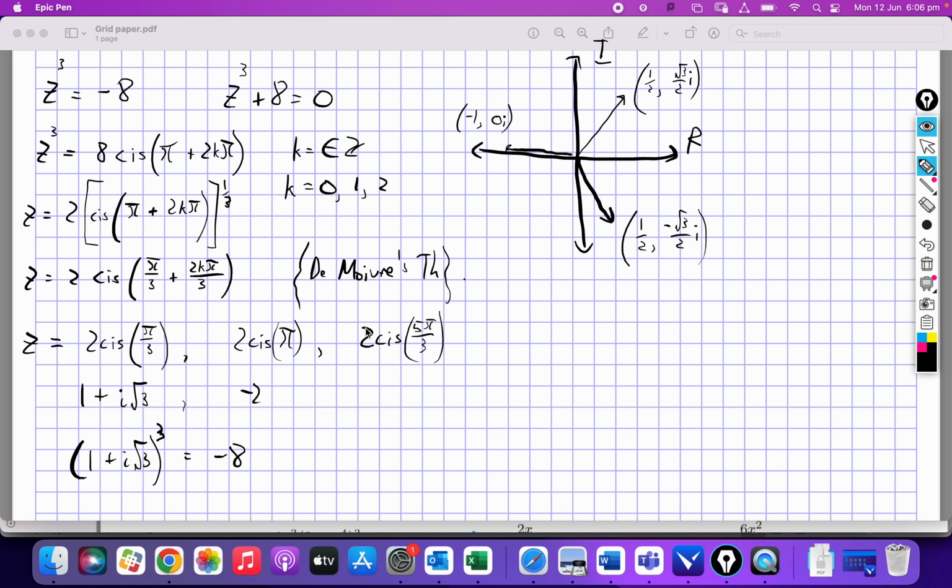And over here, we have to times these by 2. So if we've got 2 cis 5 pi on 3, we'd have what? 1 minus i root 3. So there's our 3 roots in Cartesian form. I think I've covered everything. We could quickly go to a calculator if I can get one to work.